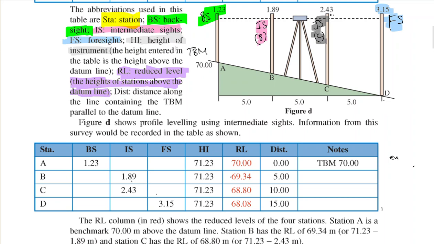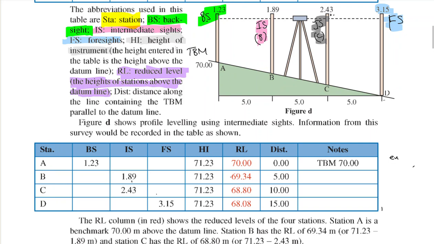Now, the temporary benchmark is 70. Why? Because if you look at your notes, it talks about the average level above sea level. And that varies for different places where you're surveying or different things that you're surveying. Now, STA stands for stations. So that's the one in yellow. Station A is there, B is there, C and D and so on. I don't think you should have a problem with that.